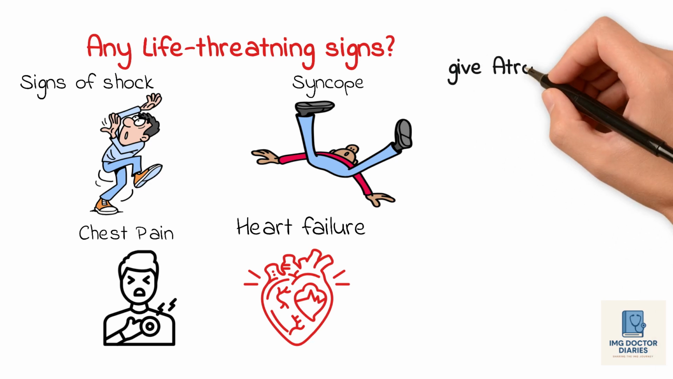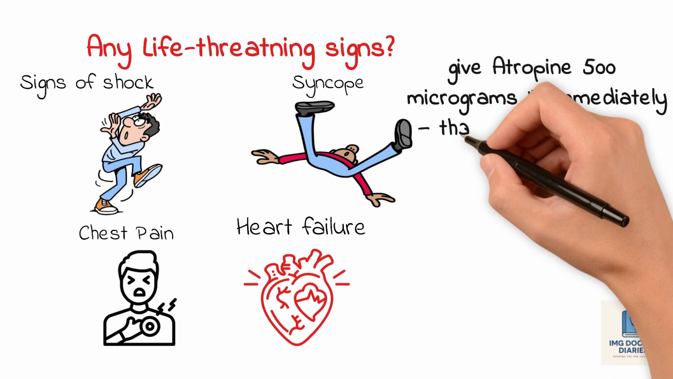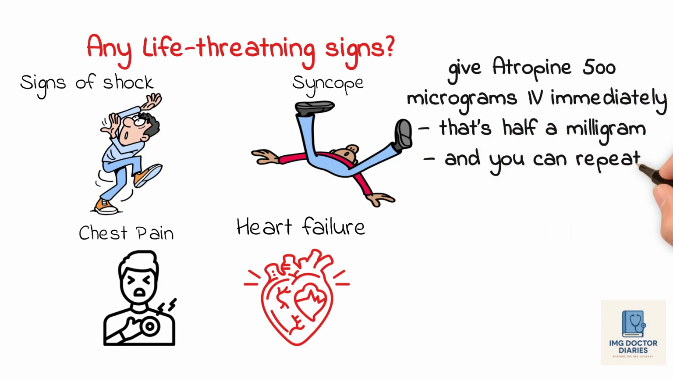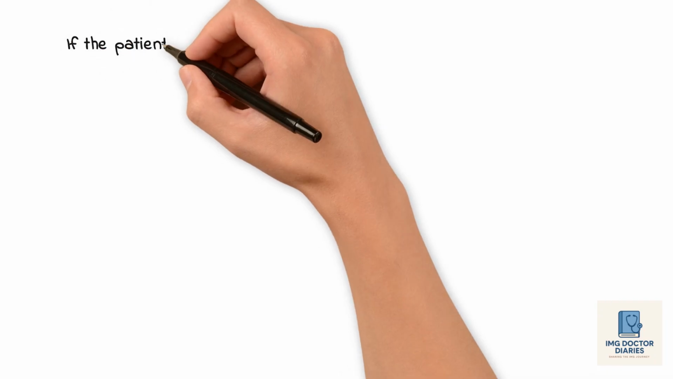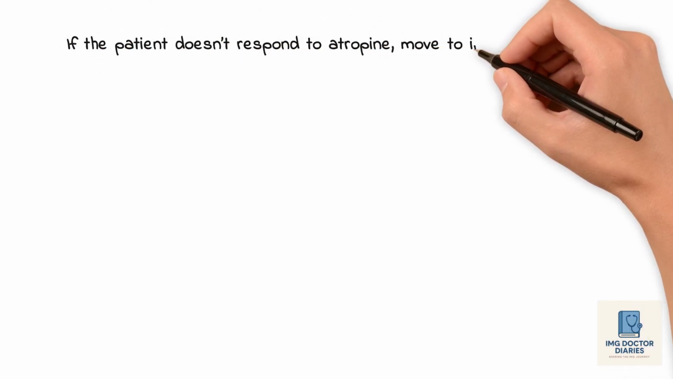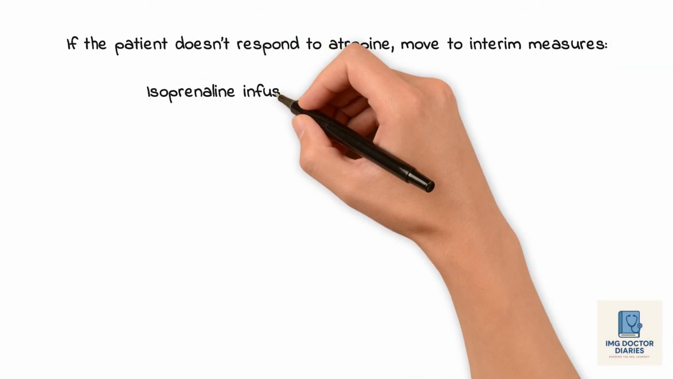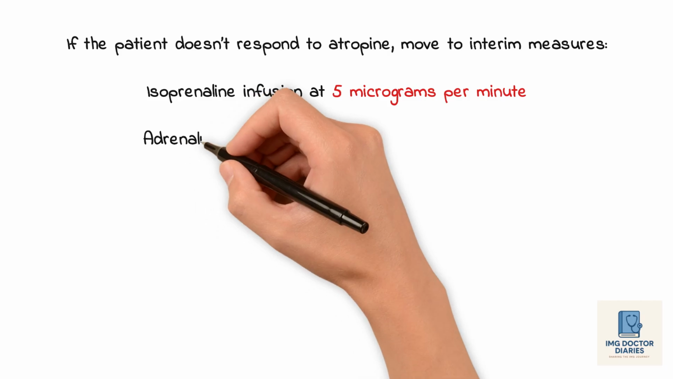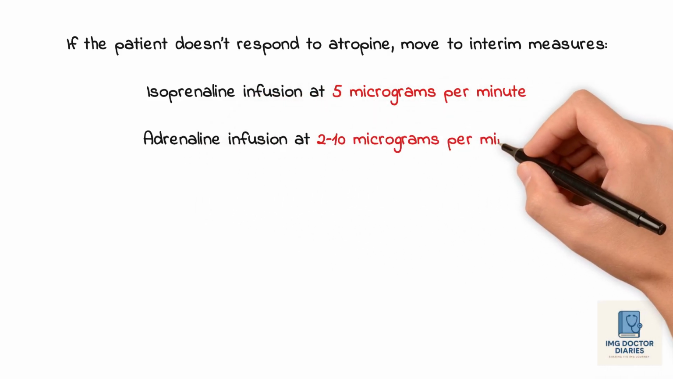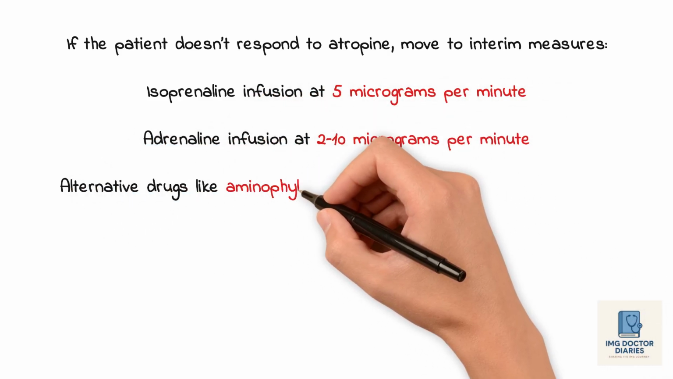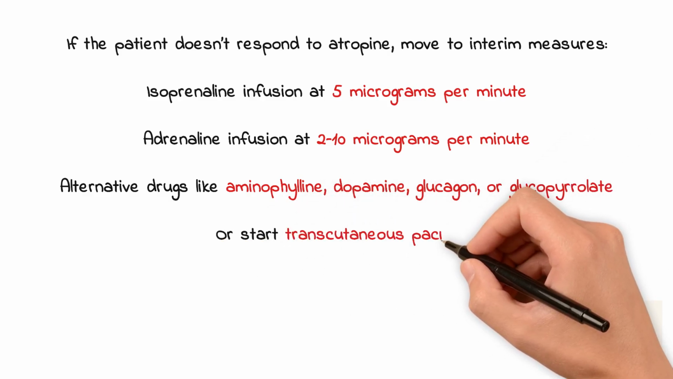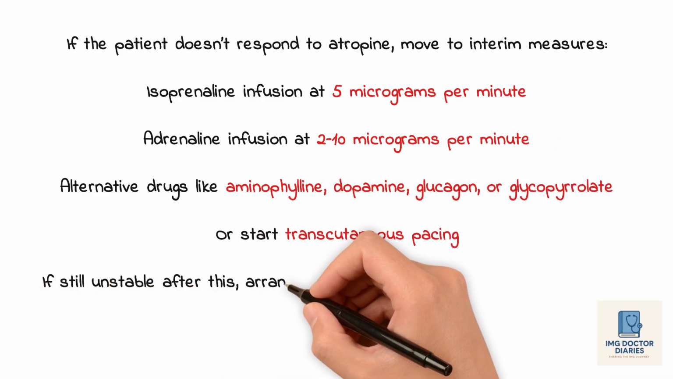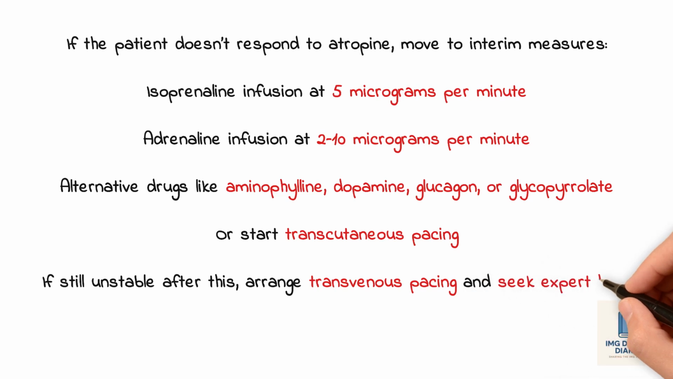If yes, give Atropine 500 micrograms IV immediately. That's half a milligram. And you can repeat every 3 to 5 minutes up to a total maximum of 3 milligrams. If the patient doesn't respond to atropine, use interim measures: isoprenaline infusion at 5 micrograms per minute, adrenaline infusion at 2 to 10 micrograms per minute, alternative drugs like aminophylline, dopamine, glucagon, or glycopyrrolate, or start transcutaneous pacing. If still unstable after this, arrange transvenous pacing and seek expert help.